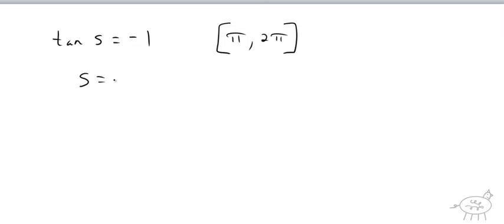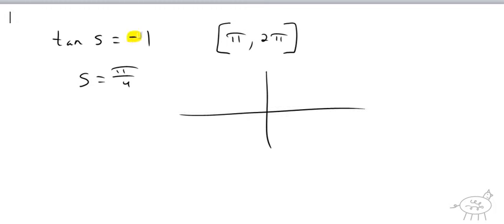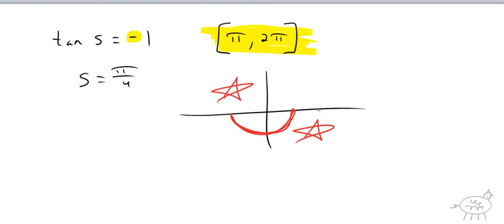What's the reference angle? Pi over 4, right? It's 45 degrees, so it's pi over 4. And where's it negative? Well, we've got two sets of restrictions here, math fans. This makes a restriction, and this makes a restriction. So between pi and 2 pi, isn't it between here and here? And tangent is negative here and here. So where does it overlap? Right there. So it's quadrant 4.